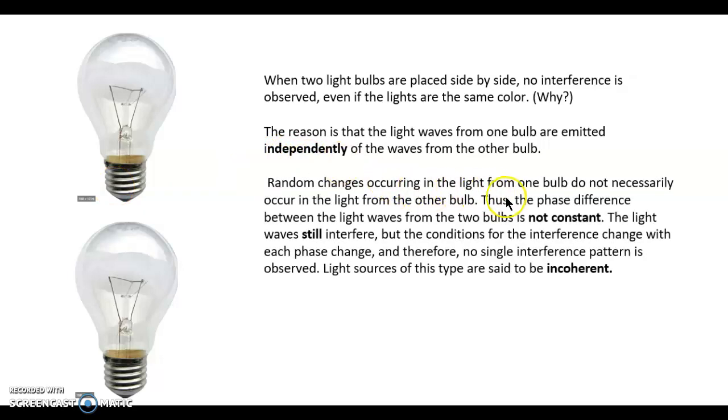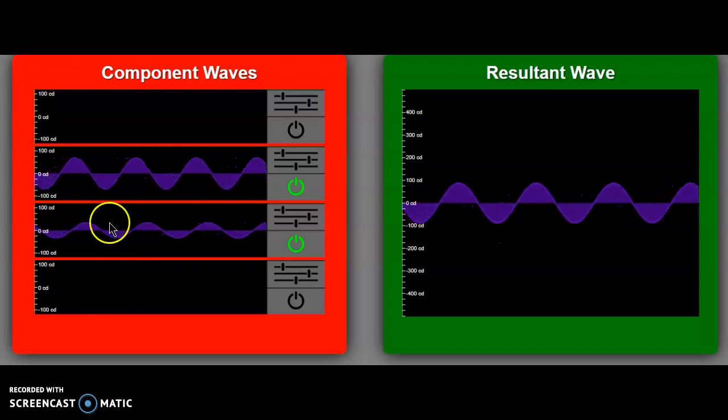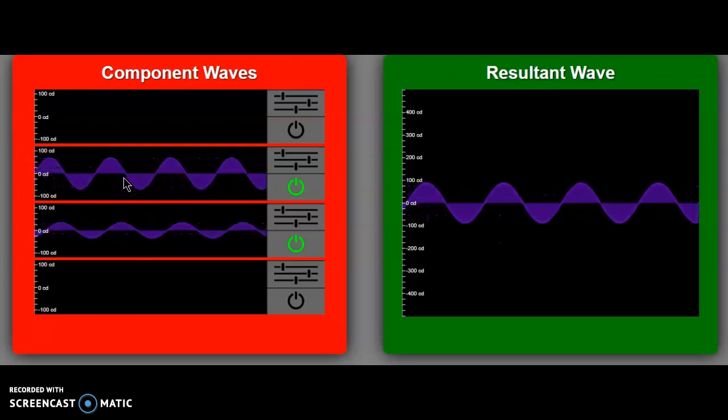Random changes occurring in the light from one bulb do not necessarily occur in the light from the other bulb. Suppose this one is this way, and this one is this way. So the phase between the light waves from the two bulbs is not constant. The light waves still interfere, but the condition for the interference changes with each phase change, and therefore no single interference pattern is observed. Light sources of this type are said to be incoherent. So here we have two identical lights, but they are incoherent.